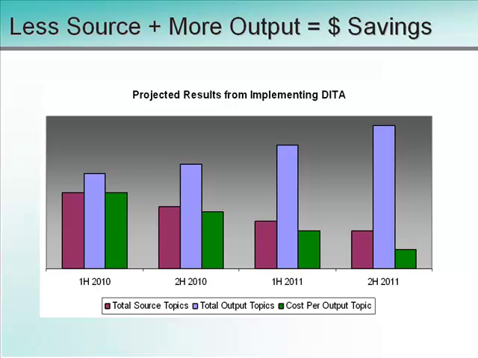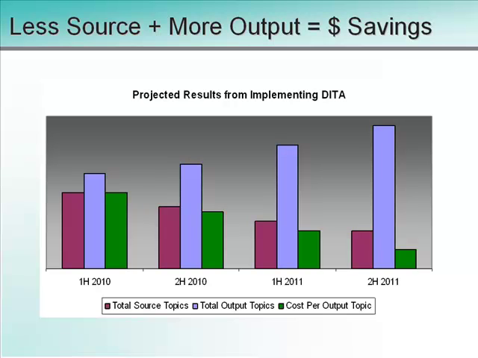In other words, if we spend $100 to create a source topic and we use it once, that cost for the output topic is that $100. On the other hand, if we develop a source topic for $100 and use it 10 times, now our average cost per output topic is only $10. Thus, even as the number of output topics increases, your overall information development costs can actually decrease.